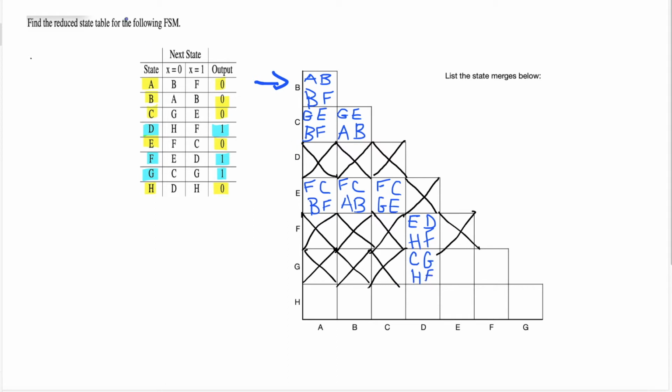Then we have G and E, which are not the same color, which is a big X. And then we have G and F, which are the same color. So we're going to write CG on the top to represent the G on the vertical. And to represent F on the horizontal, we're going to write ED at the bottom. Right? Now we're on to our last row.